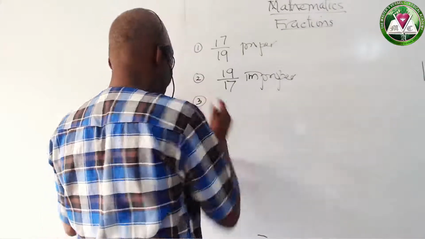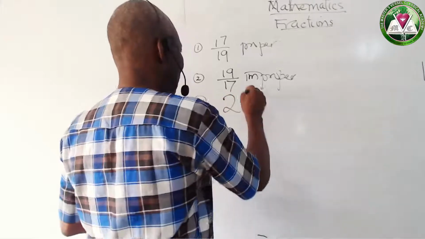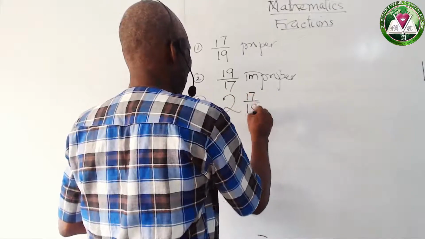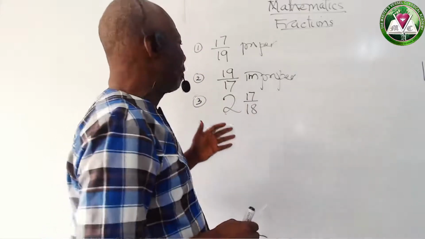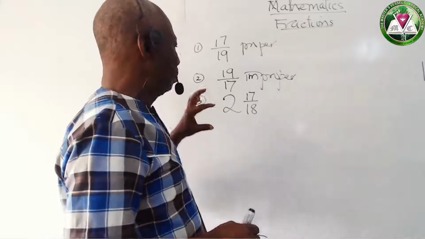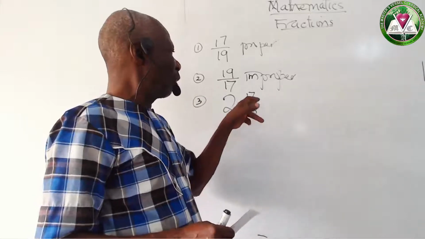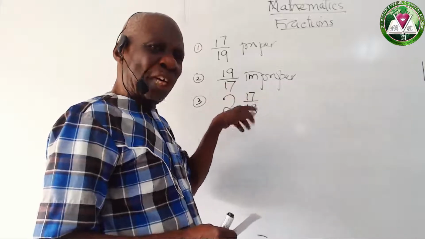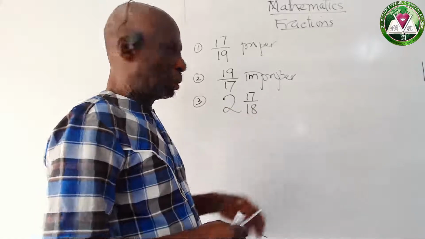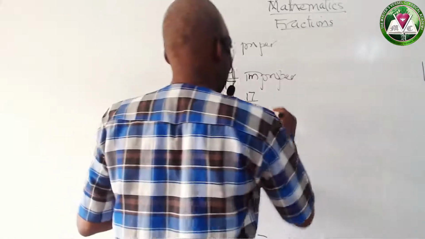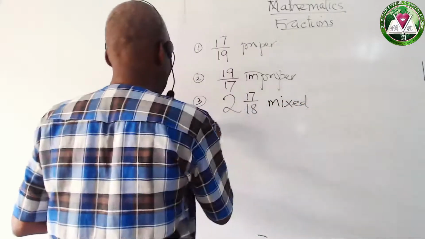Number 3, we have 2 whole numbers, 17 over 18. This is a mixed fraction. Why is it a mixed fraction? We have the whole number portion. We also have the proper fraction aspect of it. So 2 things there: whole number, proper fraction. So that is in order. So we write this, a good example of mixed fraction.